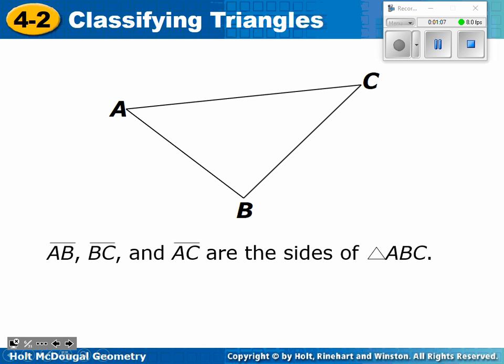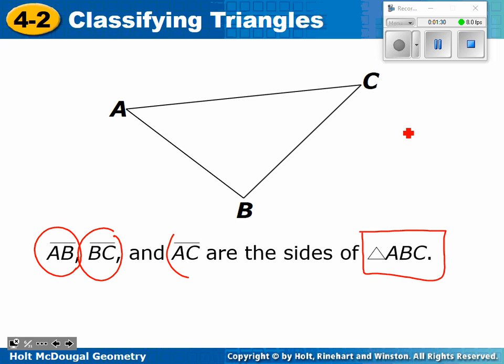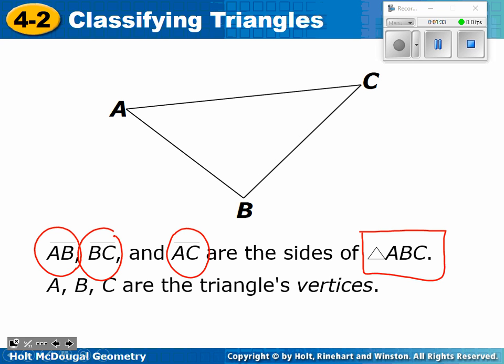Before we get started, though, I want to warn you about that picky notation. When you name a triangle, you have to put the little triangle symbol in front of it. So any triangle that you're naming, make sure you put triangle ABC, whatever. The sides of the triangle are line segments, and so when you name the sides, make sure that you are naming them as line segments, AB, AC, or BC. A, B, and C are called the vertices.